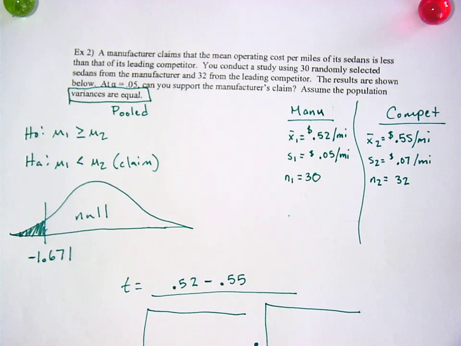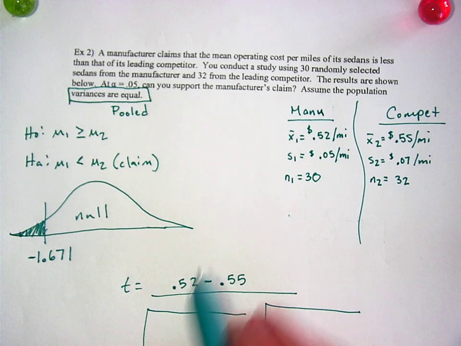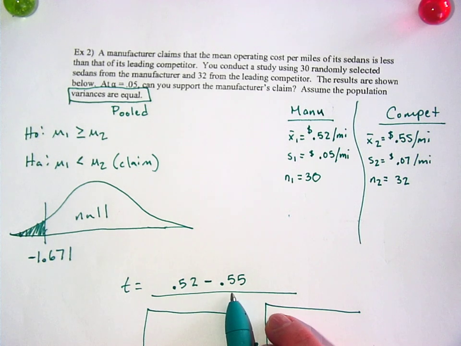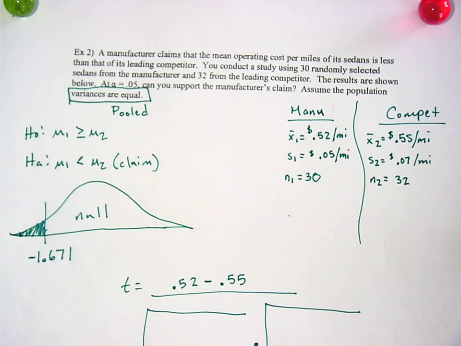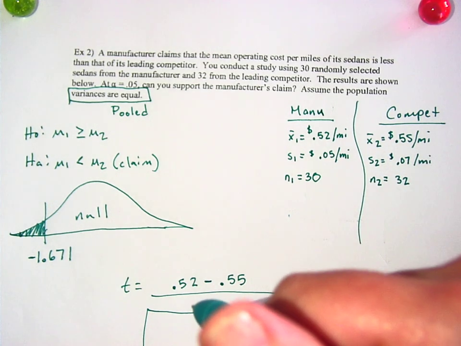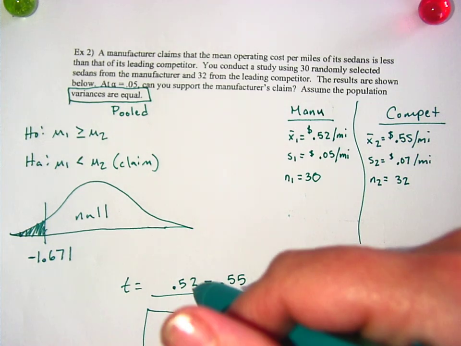Someone asked me this morning: does it matter if you switch the 1s and the 2s? It doesn't matter which one you call the 1s and which you call the 2s, as long as you're consistent. You can't switch halfway through the problem. Like if I said X bar 1 minus X bar 2, and then I labeled the competitor with my S1, that wouldn't work. So they're all 1s or all 2s. Does that make sense?